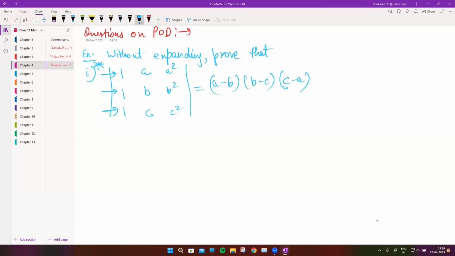The property says that if there are three GPs, geometric progressions, in three rows or three columns of a determinant, then the value of the determinant is (a minus b)(b minus c)(c minus a). But rather than that, we have to focus on how to prove this. How can we prove this? Now, if we want to prove a determinant's value with some expression, the rule is simple, which we have defined.